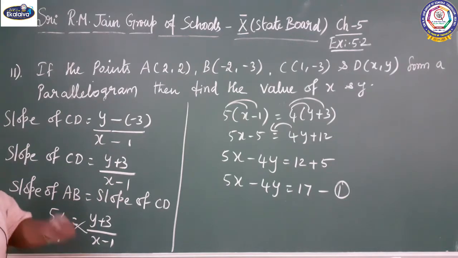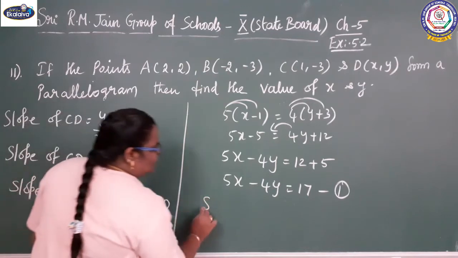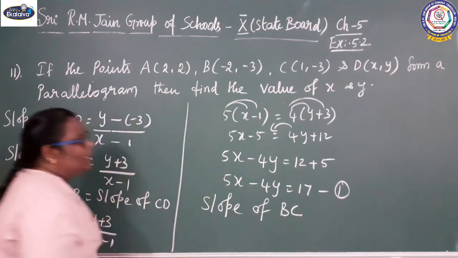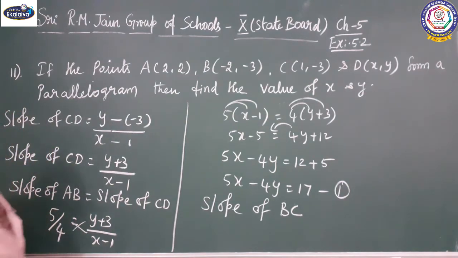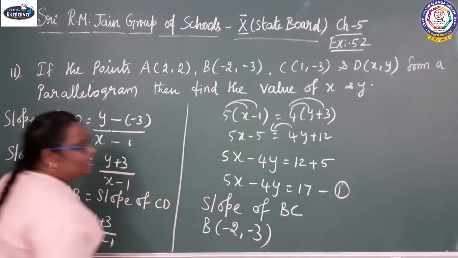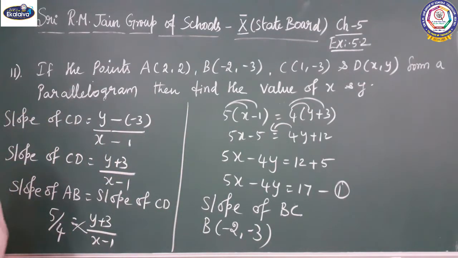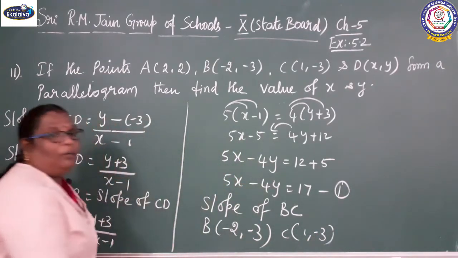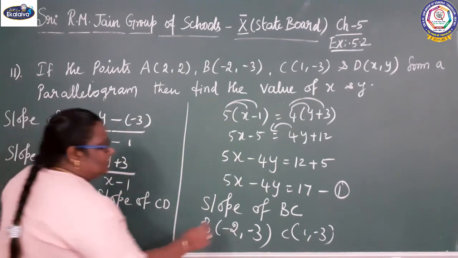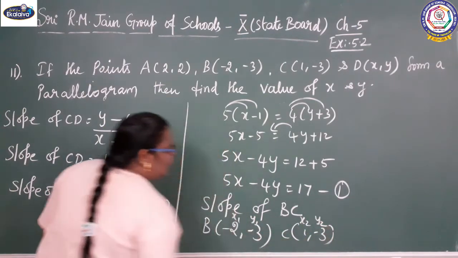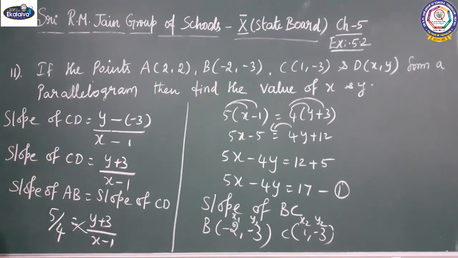Next you should find out the slope of BC. What is slope of BC? What is the value of B here? B value equal to minus 2 comma minus 3 and C value equal to 1 comma minus 3. This is x1, y1, x2, y2.